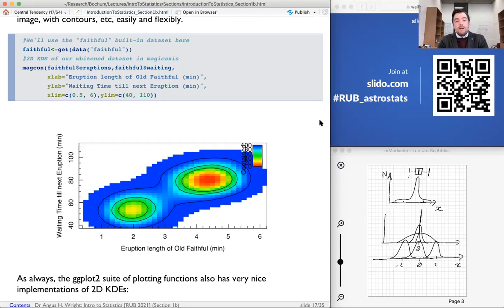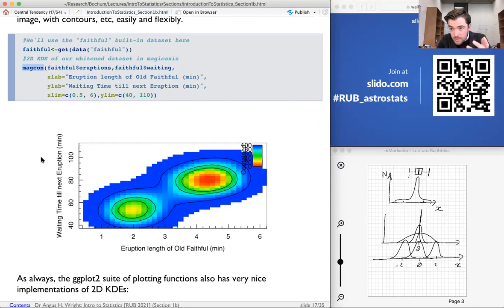And so plotting the kernel density estimate is useful because there's lots of data in here that you then want to smooth out into a distribution that is useful to interpret. And so you can really pull out the bimodality by eye using the kernel density estimate. This 2D KDE, I've made using one of the magic axis functions, magcon.